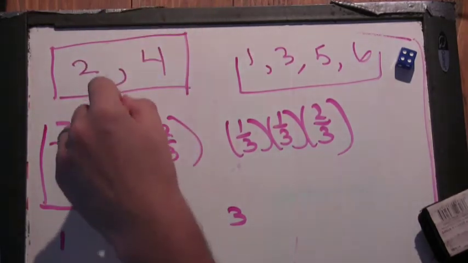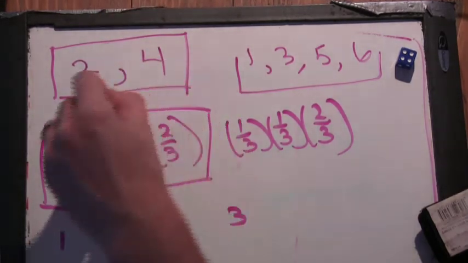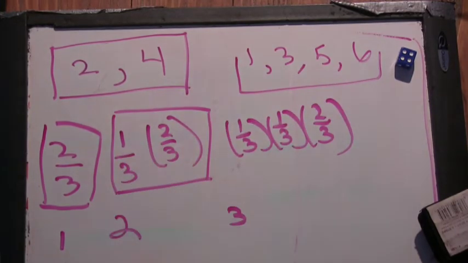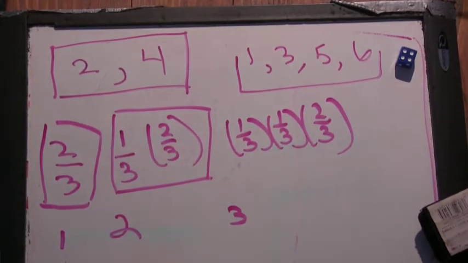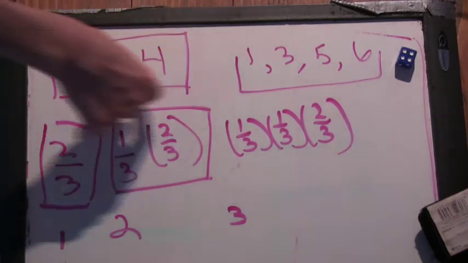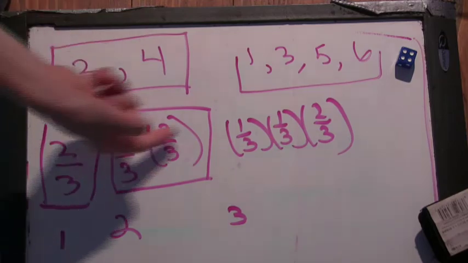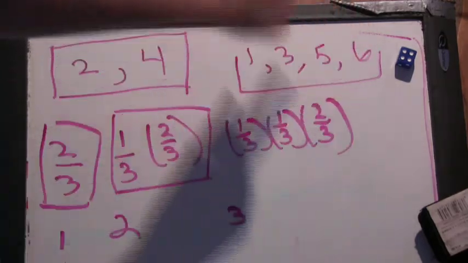Can you explain to me why the second one is 1/3 times 2/3? Well, to see one of our numbers on the second roll, to even go to the second roll, you have to get one of these numbers on the first roll. So it's a 1/3 chance of occurring. So you multiply that by the 2/3 chance of seeing one of these.